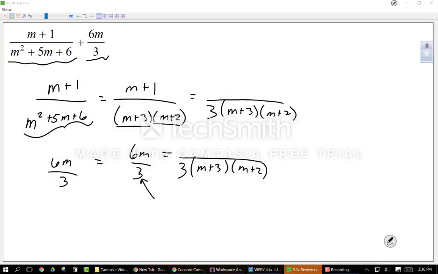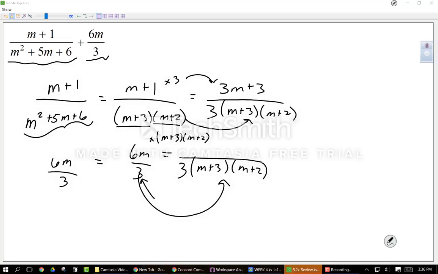So now how did I go from this 3 to all of that? Well, I multiplied by m plus 3 and m plus 2. So I have to multiply this by m plus 3 and m plus 2. I'll do that here in a little bit. Then how did I go from m plus 3, m plus 2 to 3 times m plus 3, m plus 2? I multiplied by 3. So when I distribute, I get 3m plus 3.